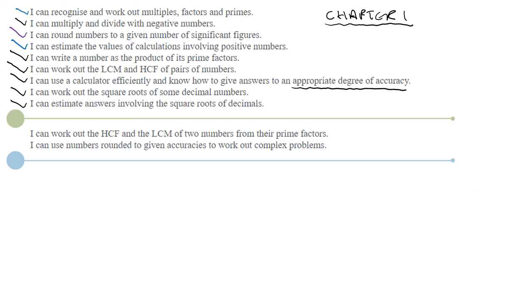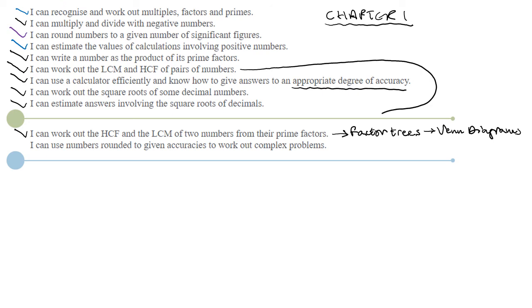Now the last couple of sections, we've done this already here, working out the HCF of two numbers from their prime factors. That's when we did the factor trees, and then we did the Venn diagrams. So that was back here. We did it in this section, so we don't need to do it again.